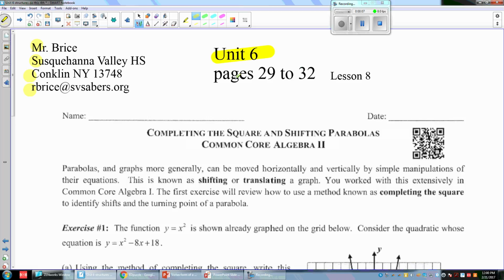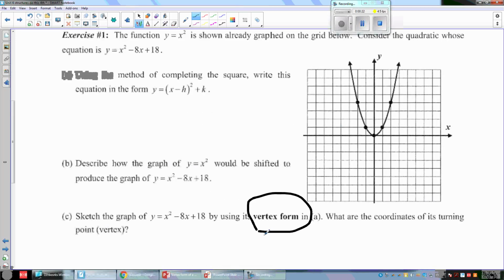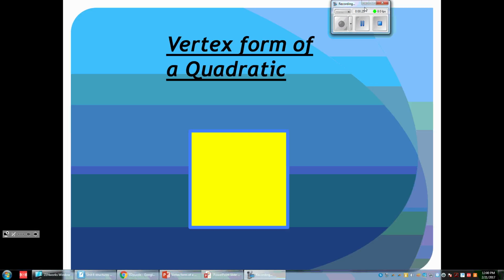We are doing Unit 6, before we hit page 29, and we're going to be talking about the shifting of parabolas. Now, he said that we're completing the square. We're not completing the square. We're going to be stopping a couple of steps before we're done completing the square. What he really means is we're going to be getting into vertex form. So let's take a look at a PowerPoint presentation.